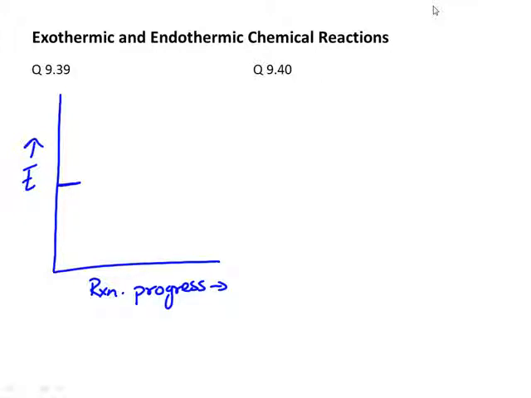Question 39 was asking for an exothermic reaction. So in exothermic reactions, energy is released, it's produced, which means that the energy of the reactants is higher than the energy of the products.